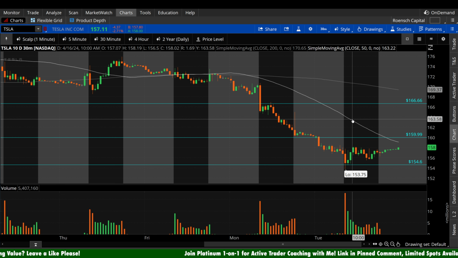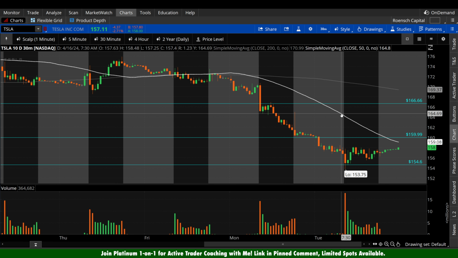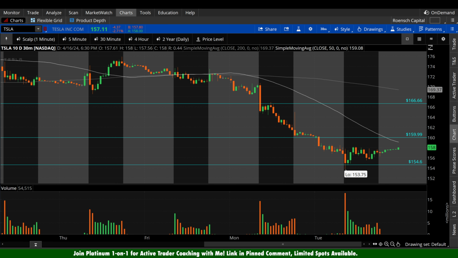But that 50 period, we talked about how it was likely to come down very quickly. We got that here today, and it's essentially a buck, like a point away now from the stock. That's how quickly that 50 period moves on the 30-minute chart.